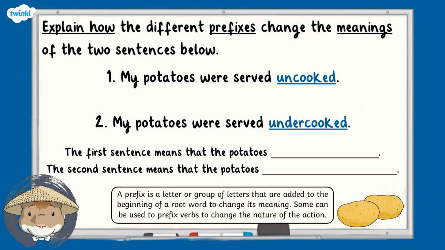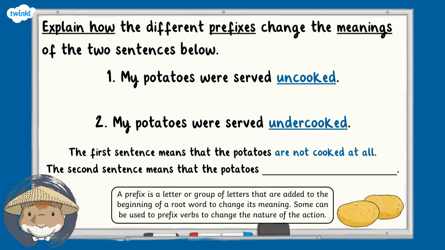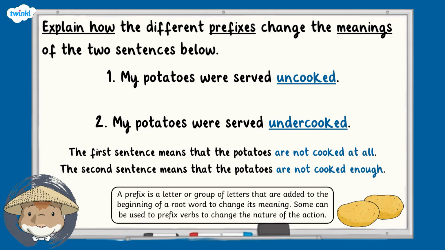Ready? Let's have a look at the correct answer. The first sentence means that the potatoes are not cooked at all. The second sentence means that the potatoes are not cooked enough. The prefix un means the verb has not been done, and the prefix under means the verb has not been done enough. As long as you have said something similar in your answers, you will get the marks for this question. I hope you got those correct.